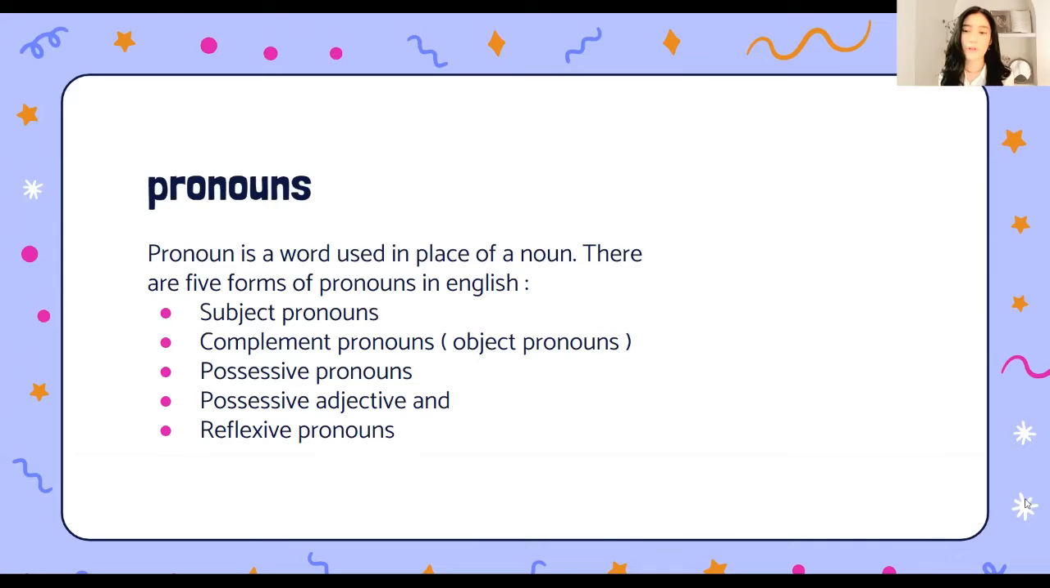Okay, thank you, Gladys, for the explanation. So right now I'm going to present about pronouns. A pronoun is a word used in the place of a noun. There are five forms of pronouns in English: subject pronouns, complement pronouns or object pronouns, possessive pronouns, possessive adjectives, and reflexive pronouns.